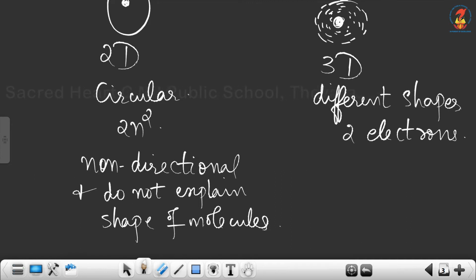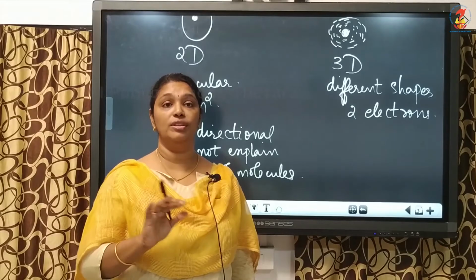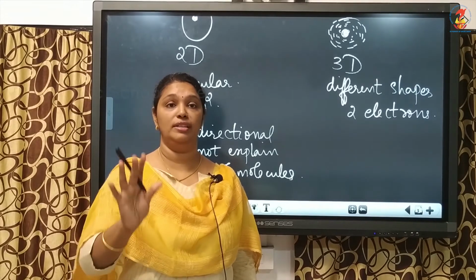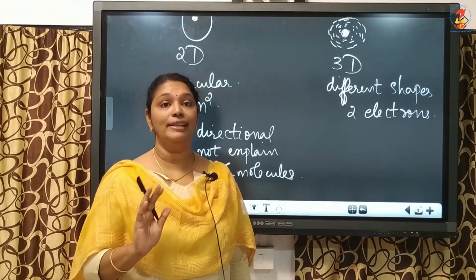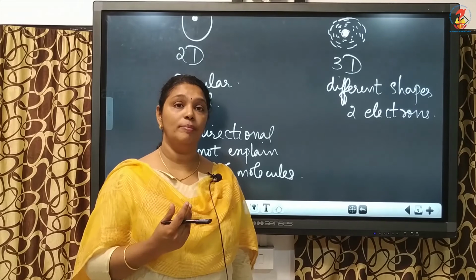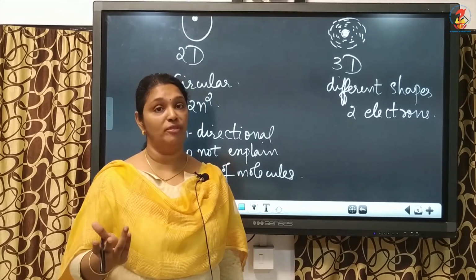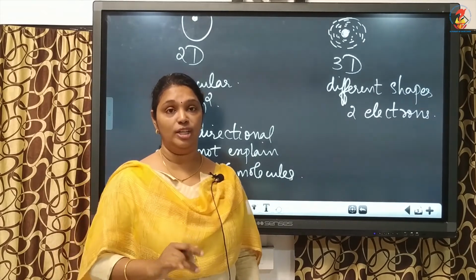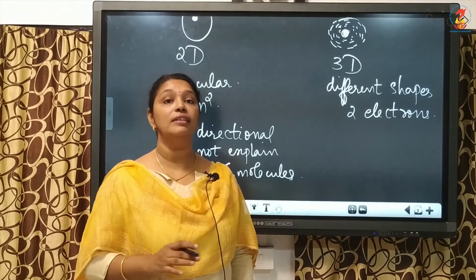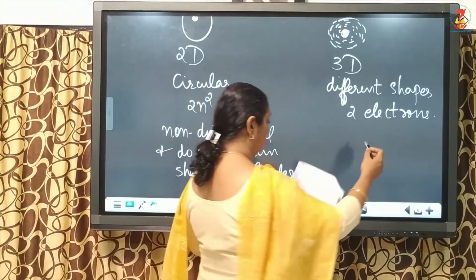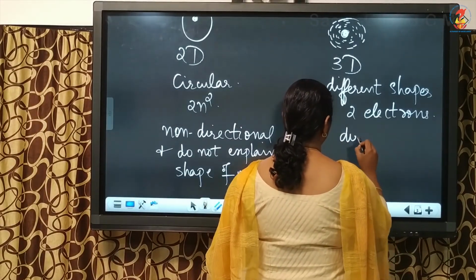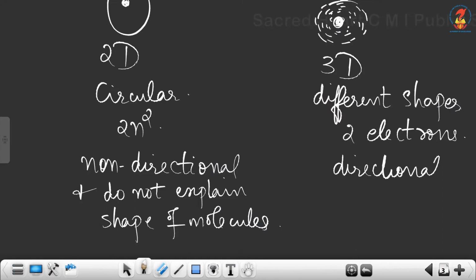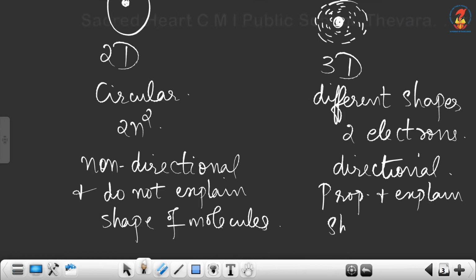So, orbit is non-directional because it is circular in shape, and you know there is only one direction, circle, round. So, there is no directional character for orbit, and this orbit cannot explain the shape of a molecule. Whereas orbitals are directional in nature. They have directional property and they can explain the shape of molecules.